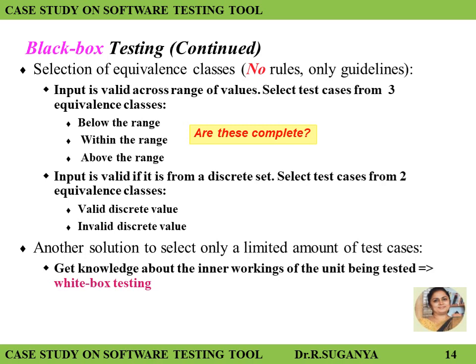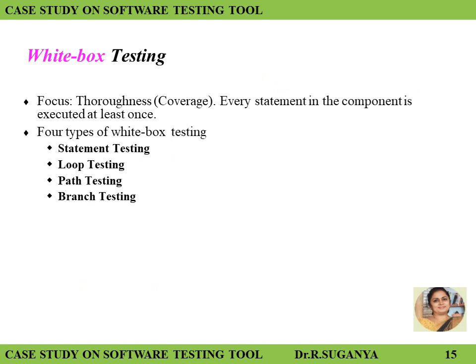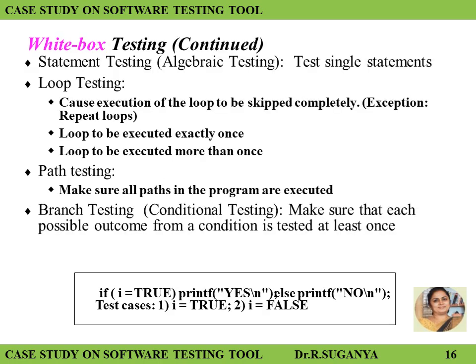Okay, so it gets knowledge about the inner workings of the unit being tested. White box testing focuses on thoroughness. Every statement in the component is executed at least once. There are four types of white box testing: statement testing, loop testing, path testing, and branch testing.